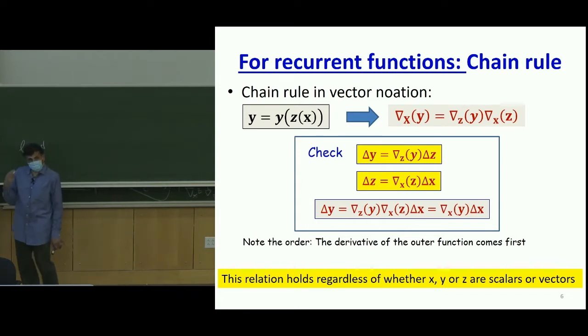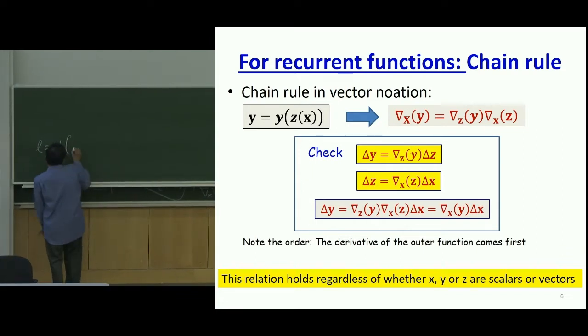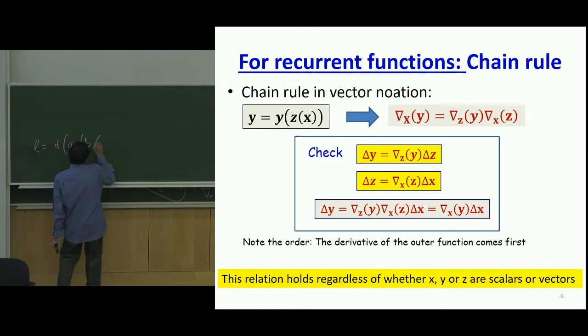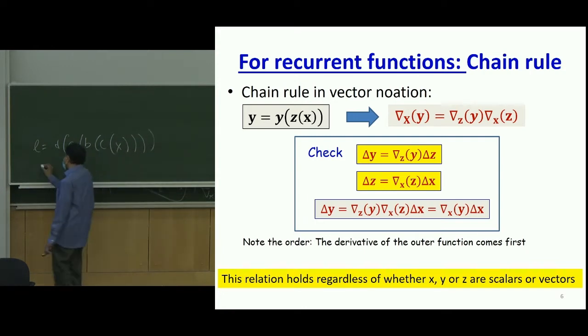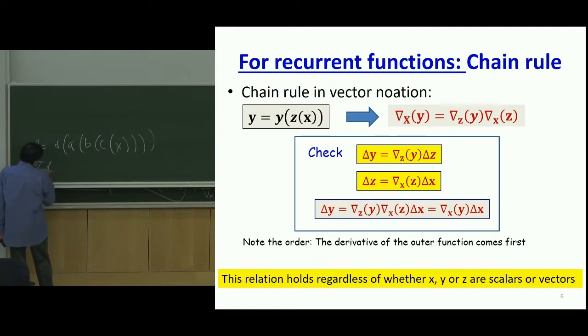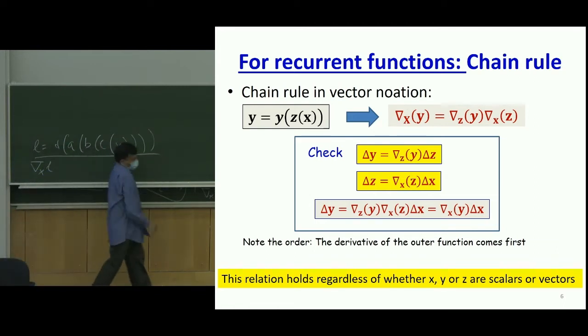So suppose I have something of this kind, L equals D of A of B of C of X. Okay. Then if I want to write the derivative of L with respect to X, can somebody give me the chain rule? Someone at the back. You in the middle with the name tag. Yes.